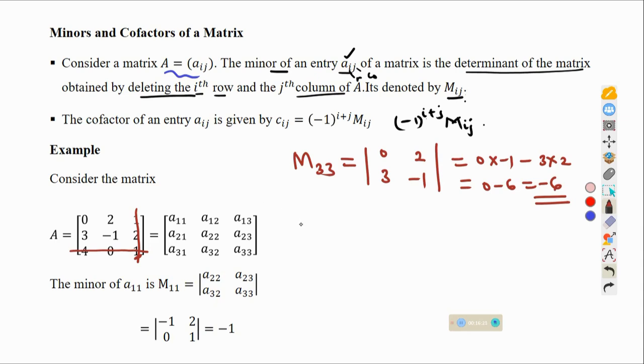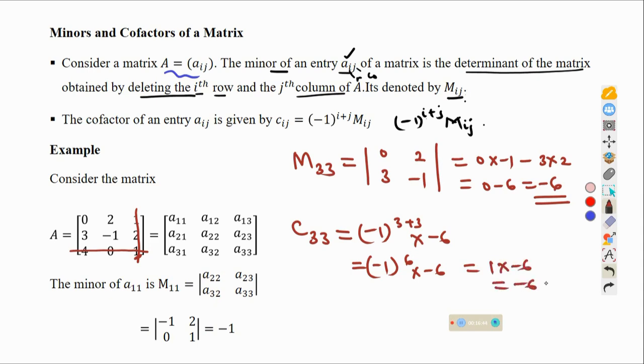Now get what we call the cofactor 3, 3. The cofactor of 3, 3 will be negative 1 to power 3 plus 3 times the minor 3, 3, which is negative 6. So this will be negative 1 to power 6 times negative 6. And of course, this will be 1 times negative 6, which will be negative 6. So this will be the cofactor of 3, 3. This will be the minor of 3, 3.